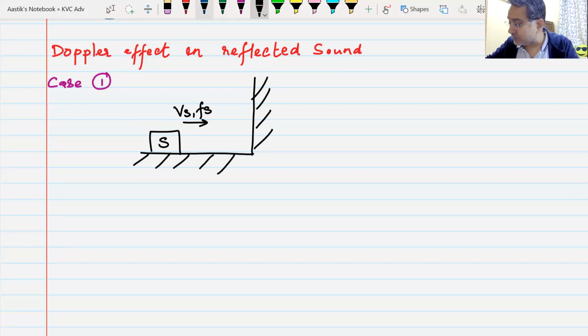After reflection, what is going to happen? This will actually also behave as a source of sound which is moving like this. Do we understand this? So it is moving in the opposite direction with the opposite speed, and this person will be hearing a different frequency.